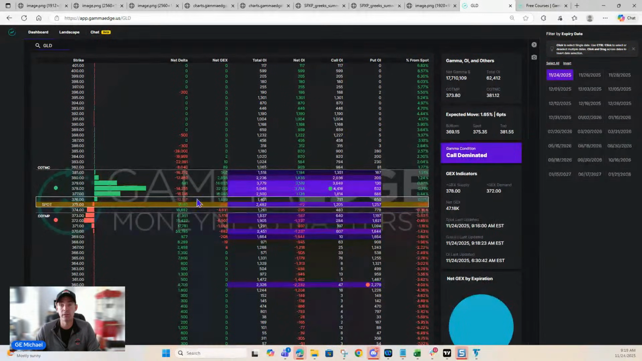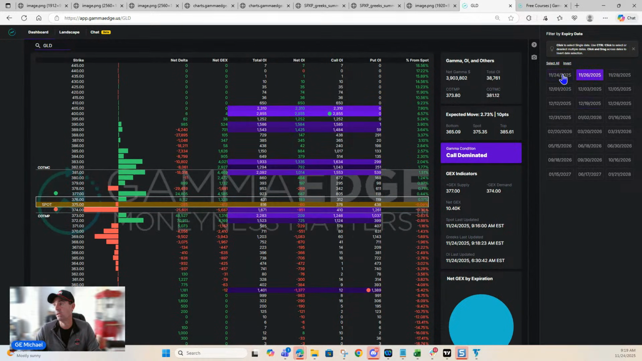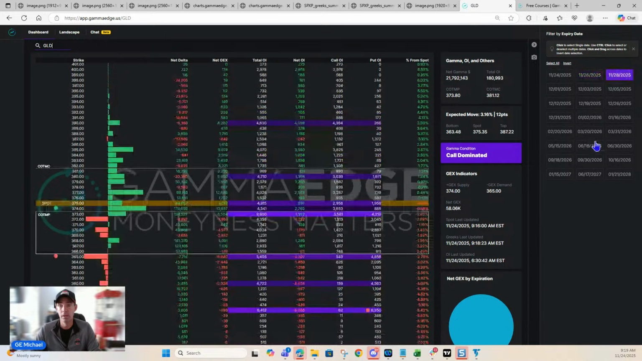Short-term expiry on GLD, 378. You're at the bottom of transition, so you need to see transition recovered. Still call dominated, so that is supportive. GLD obviously has Monday, Wednesday, Friday expiry. So 377 to the upside. We do see PGX or COI move up. 374 transition area, above transition.